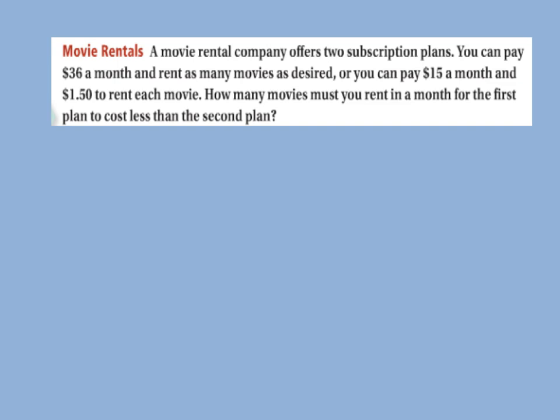Pause the video to read the problem. So when I'm looking at this, I know 2 things. For one movie plan, I just had to pay $36. For my other movie plan, I had to pay $15 plus $1.50 for every movie I rent. So I'm going to have x be the number of movies that I can rent.